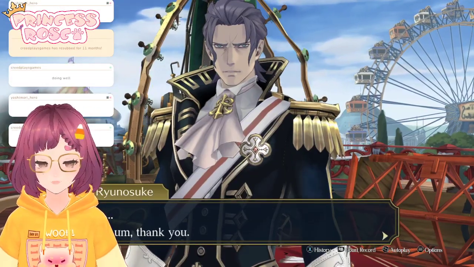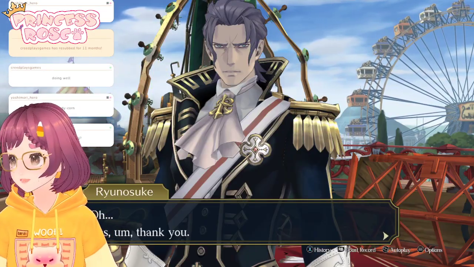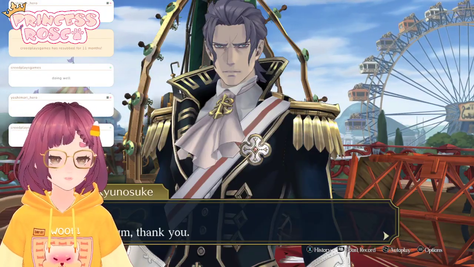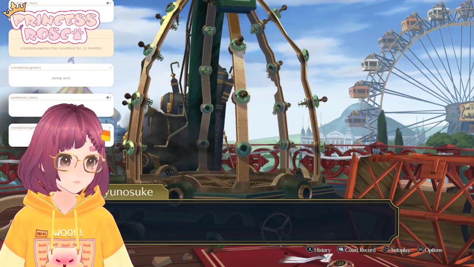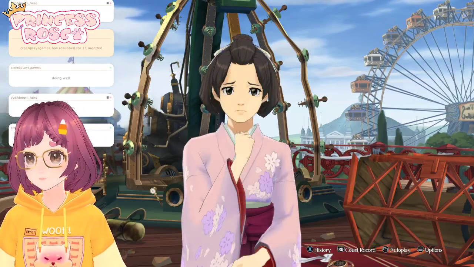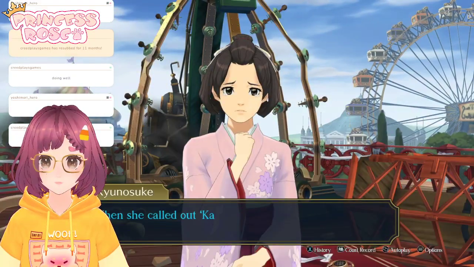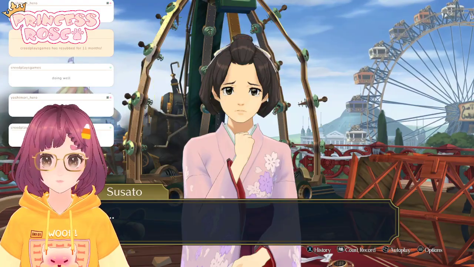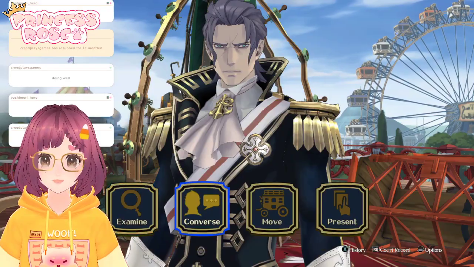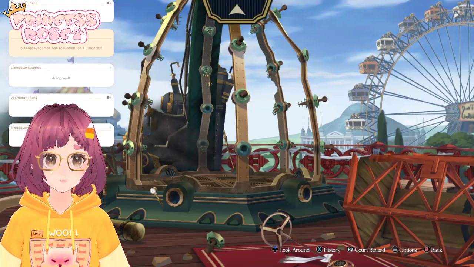How goes the sleuthin'? It's been going okay. I think for sure that is Kazuma. But how did he survive? Because we literally saw his dead body. I definitely saw a reaction there. When Susato-san called out like that, it really seemed to hit a nerve. When she called out Kazuma-sama... Alright, that's it. So I guess we should examine everything here.